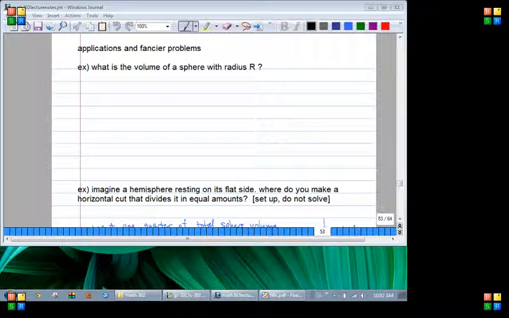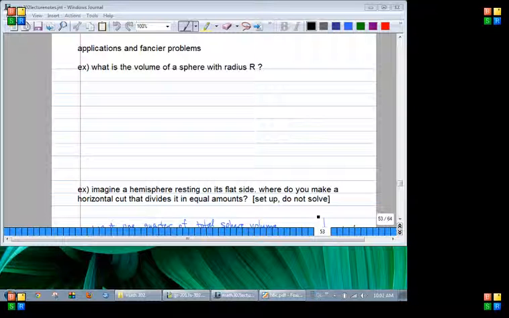We will prove what is the volume of a sphere with radius r. So notice in particular we're doing this in the general case for any radius r. Okay. So how do you do this? What's the first thing that you need?